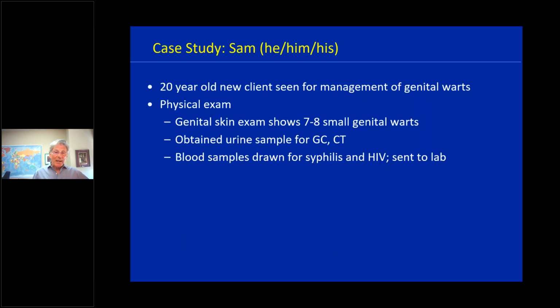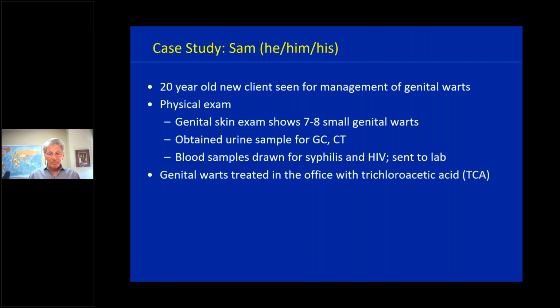All right, next is a male visit. So Sam is a 20-year-old new client who's seen because he has genital warts. In fact, he might even be Wendy's partner. So on physical exam of his penis and his scrotum, he has 7 or 8 small genital warts. A urine sample was obtained for gonorrhea and chlamydia, and blood samples were drawn for syphilis and HIV and were sent to the lab. His genital warts were treated in the office with application of trichloroacetic acid.